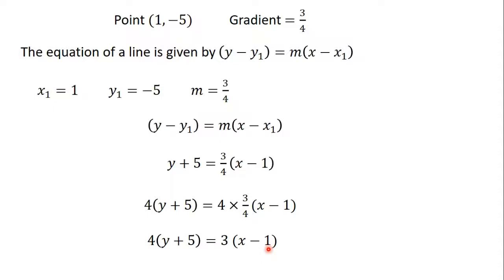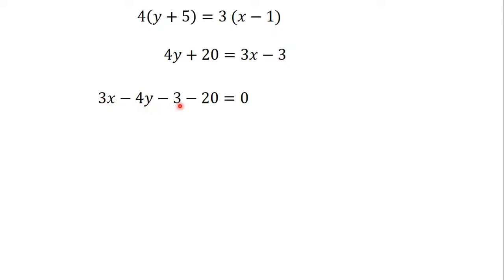We open the bracket and then we simplify. 4 times y will give us 4y, 4 times 5 will give us 20, 3 times x will give us 3x, and 3 times -1 will give us -3. I'm going to group all the terms on one side of the equation. So I will send 4y and 20 from the left-hand side to the right-hand side. This will give us 3x - 4y - 3 - 20 = 0. And when we simplify this further, we are going to have 3x - 4y - 23 = 0.